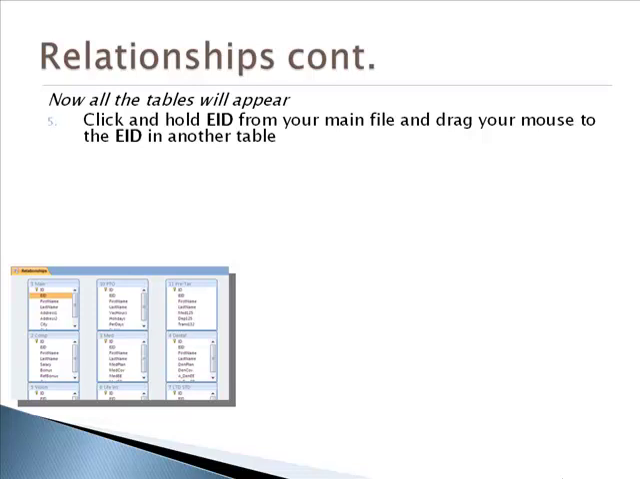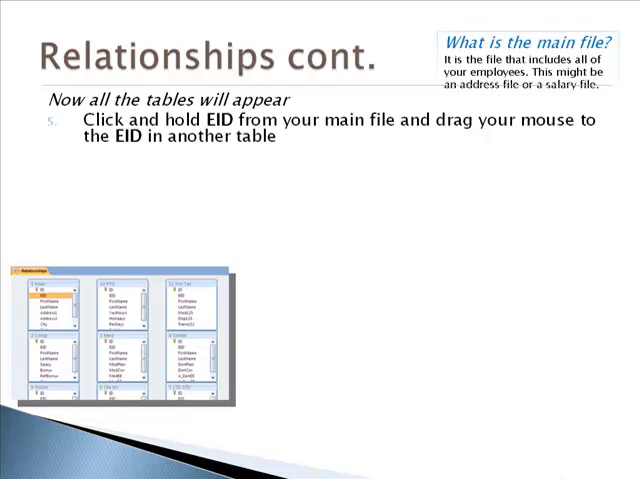So you might actually have SSN for Social Security number. Now, what I mean by the main file is it's the file that includes all of your employees. This could be your address file, or this could be a salary file, or this could be a benefits file. The main point is it includes all the employees that you want to have a statement for. The way Access works is that you have to have one central primary file. Everything else is secondary.